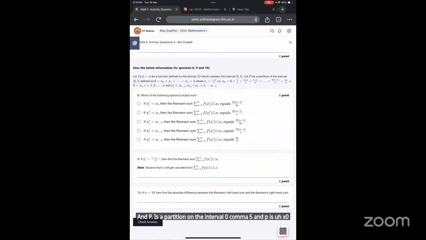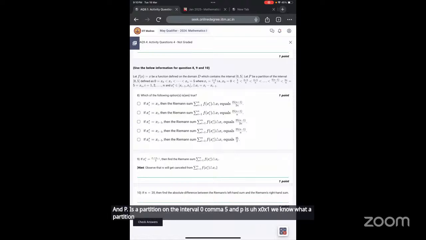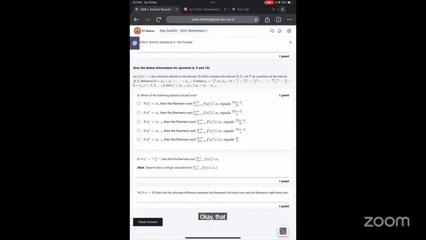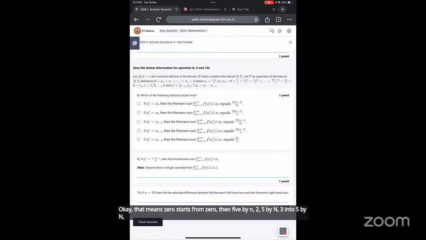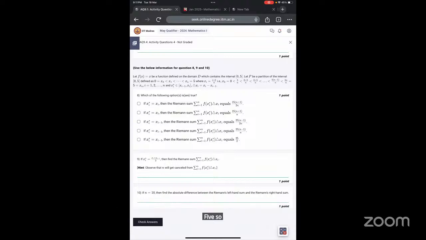We know what a partition is. Basically, a partition can break an interval into small sub intervals, right? So here they have defined the partition as xi equals 5i by n. Okay, that means it starts from 0, then 5 by n, 2 into 5 by n, 3 into 5 by n, up to 5n by n. That means 5. So we can cover the whole interval 0 to 5.